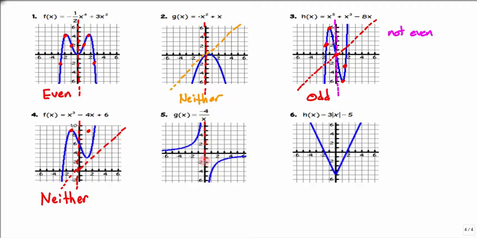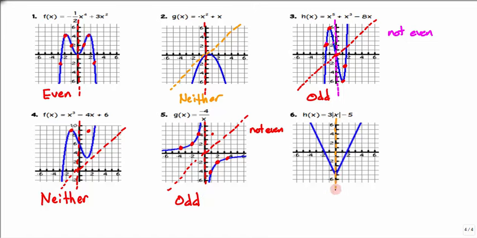Okay, let's run down y equal x. You can see a point over here doesn't reflect over here, so this one is not even. However, this one with the y equal x line, it bisects those quadrants, you can see that this point reflects to here, this point here reflects to this point. So because I have a reflection across the origin, this is called an odd function.